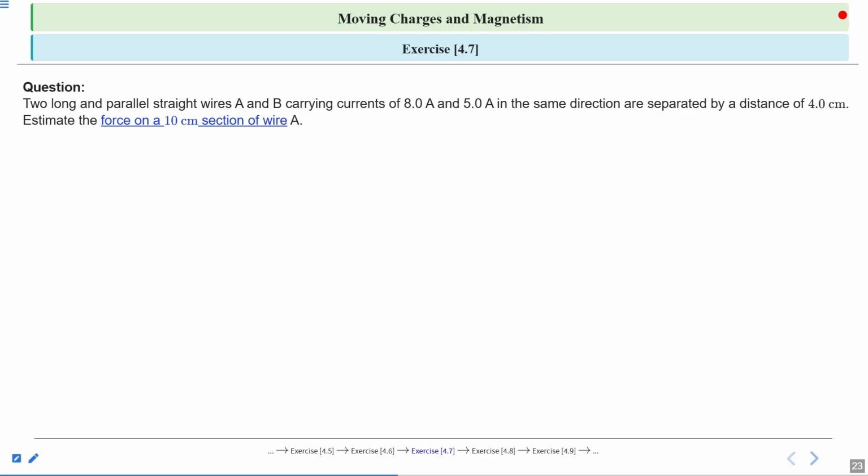Okay, so both the current carrying conductors are very long. We have to find the force only on 10 centimeter section of A, not on the whole conductor A, only the 10 centimeter section. Current through both the wires is given, 8 ampere and 5 ampere respectively, and both the currents are parallel in the same direction. Both the conductors are separated by 4 centimeter. So let's see the solution. I will give you some time to think about it.